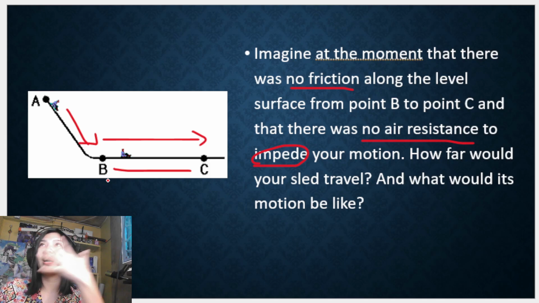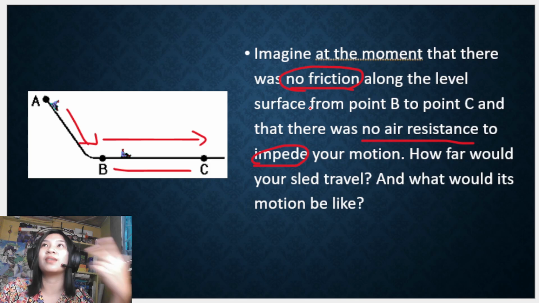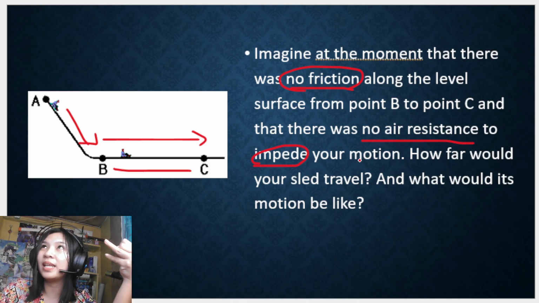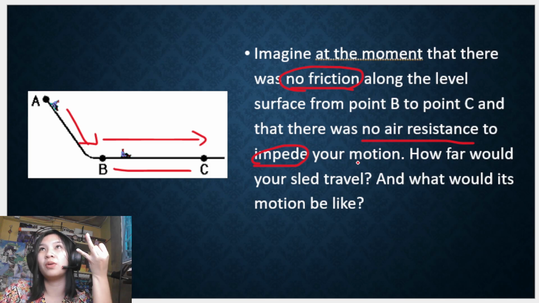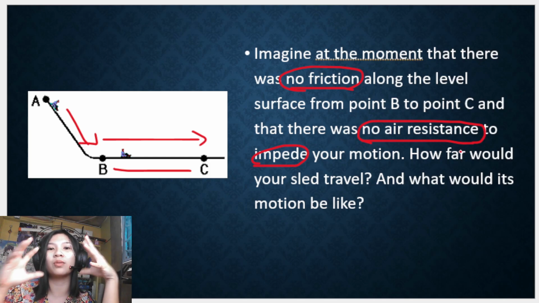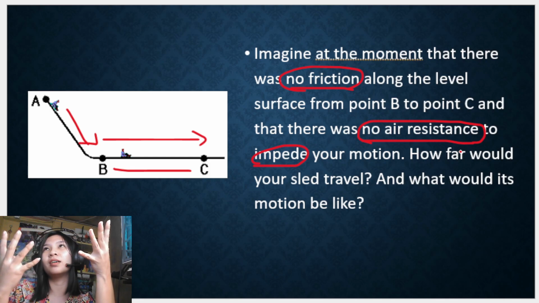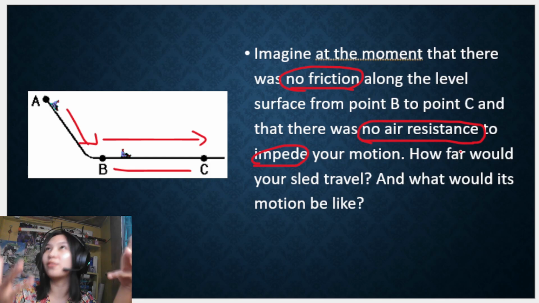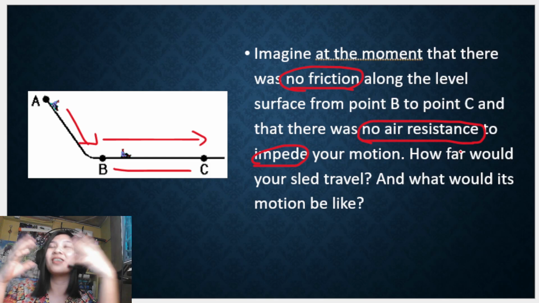So wala may maka-stop sa imuhang motion kay walay in the first place walay friction, then wala po'y air resistance na pwede mag-stop sa imuhang motion. These are what we call one of the unbalanced forces na pwede makaguba sa imuhang state of motion, sa imuhang state.